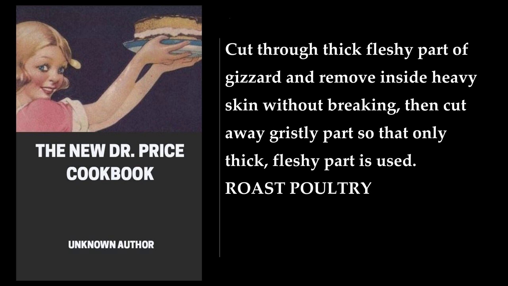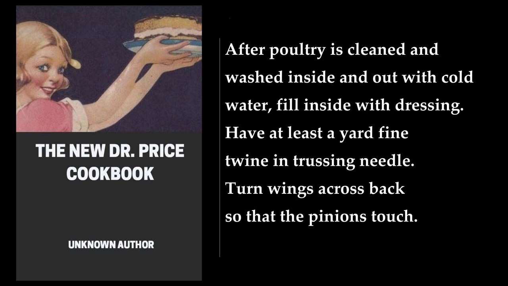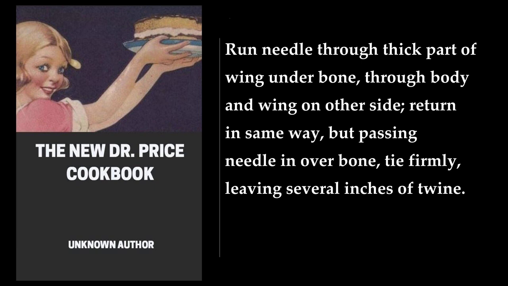Roast poultry. After poultry is cleaned and washed inside and out with cold water, fill inside with dressing. Have at least a yard fine twine in trussing needle. Turn wings across back so that the pinions touch. Run needle through thick part of wing under bone, through body and wing on other side, return in same way, but passing needle in over bone, tie firmly, leaving several inches of twine.